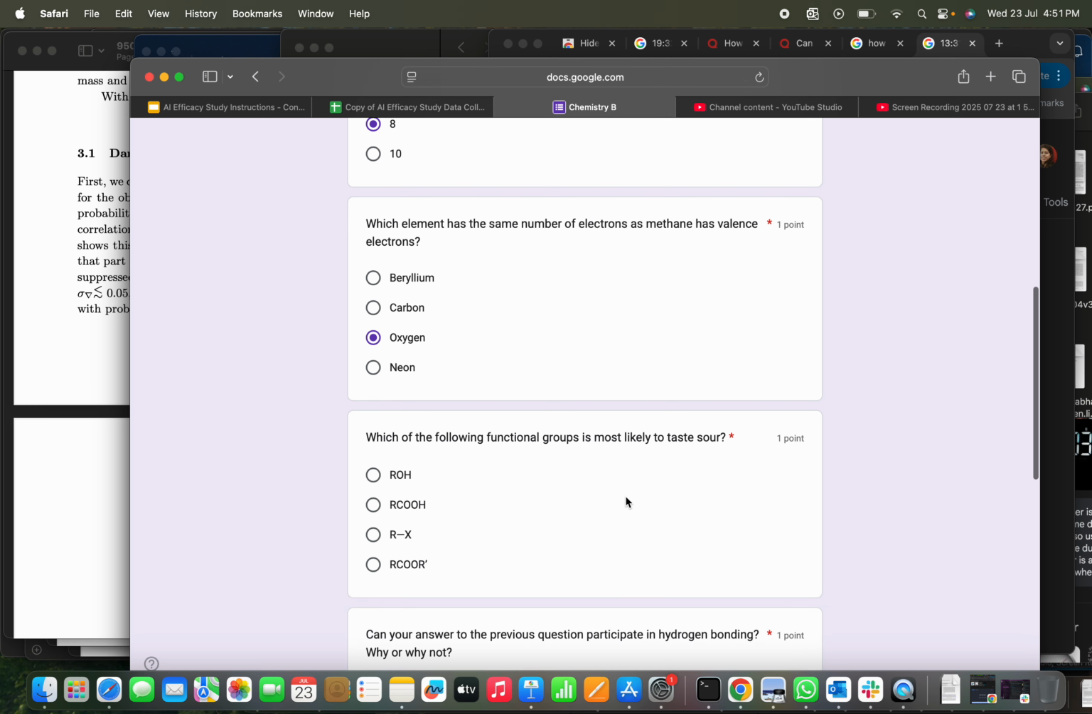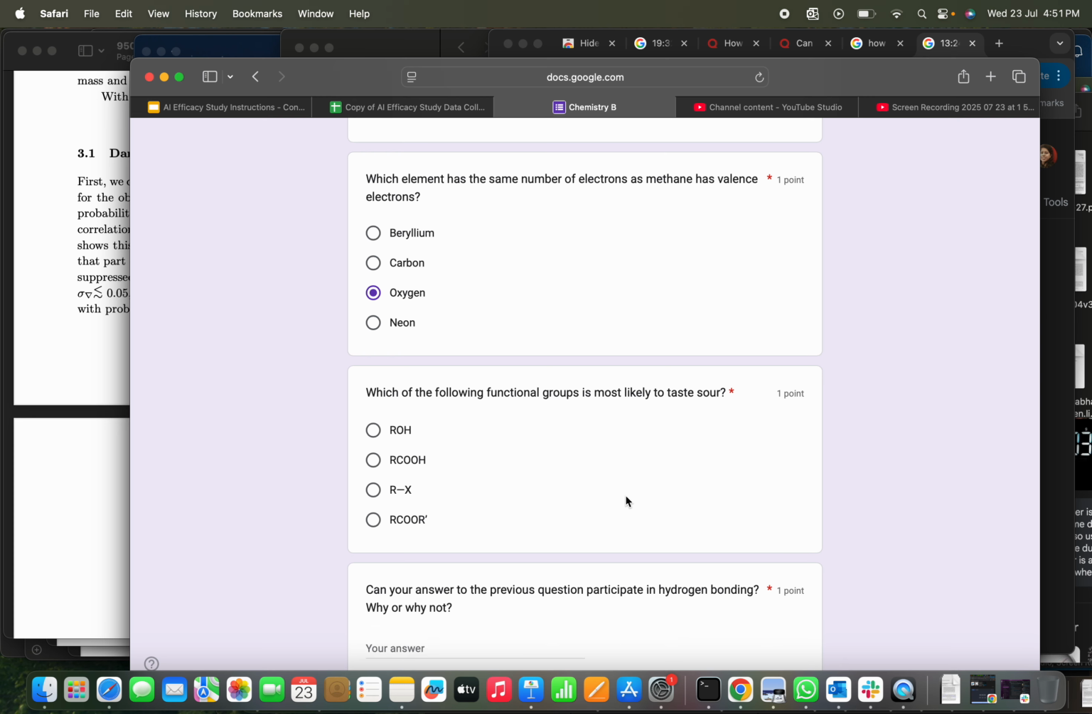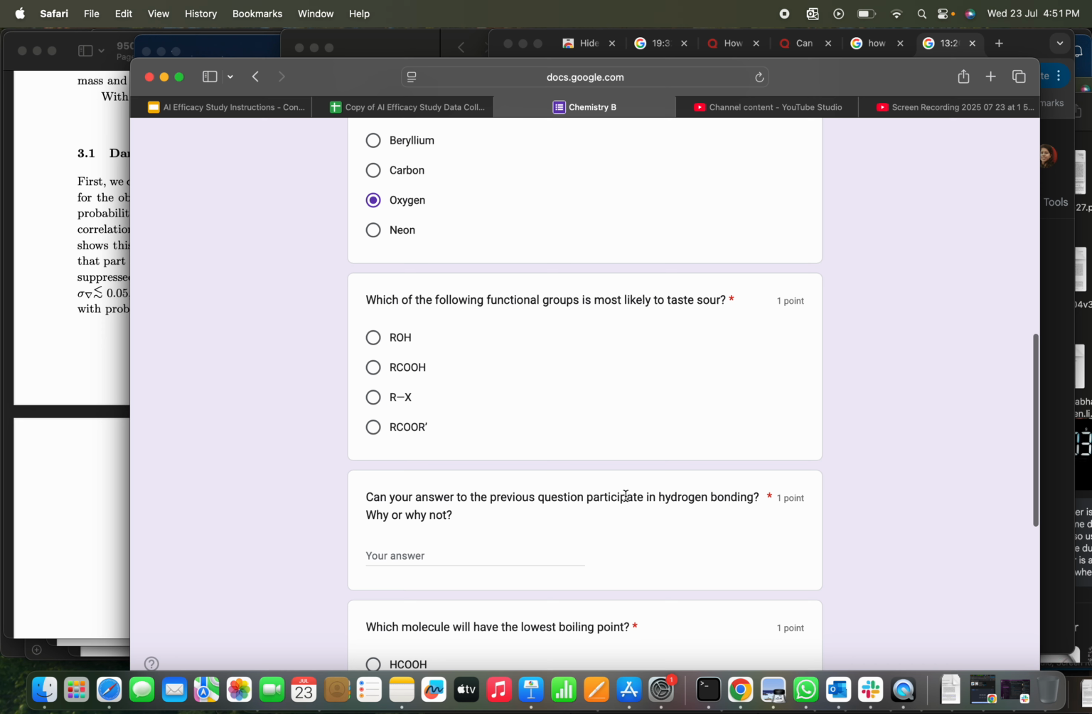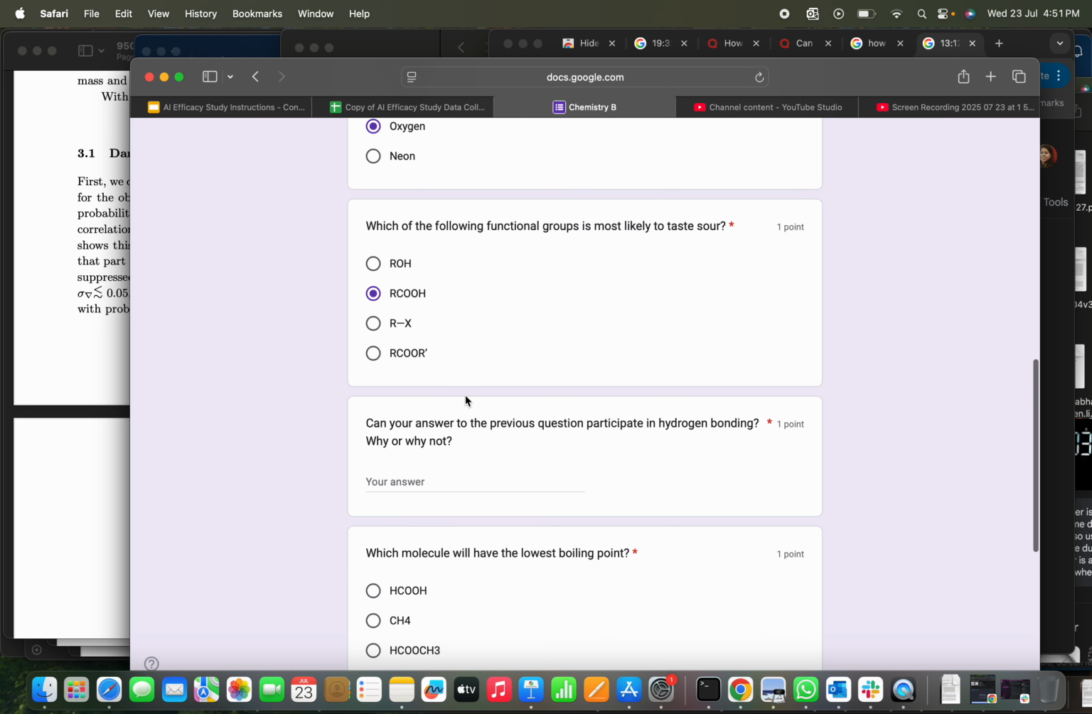Which of the four functional groups are most likely to taste sour? Okay, so I don't know that. COOH. I'm not sure what CR dash is, but I'll go with COOH.